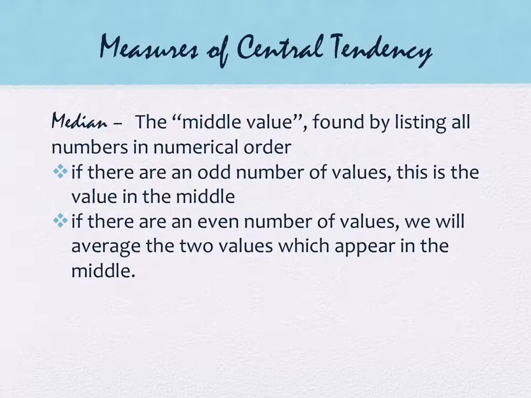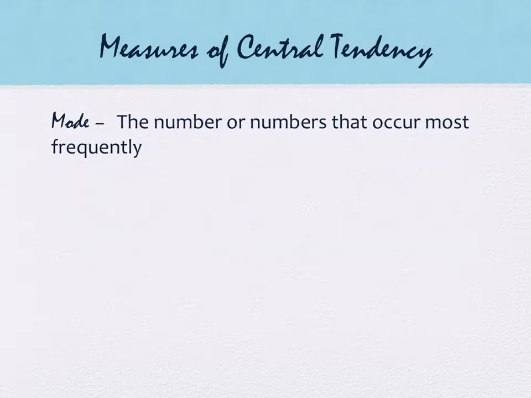There's a third. The third type of central tendency is called the mode. And the mode is the number or numbers that occur most frequently. Now you might look at all these and say, why does it matter? That first one's the one I've always done. That's the one that makes the most sense anyway. What good are the other two?